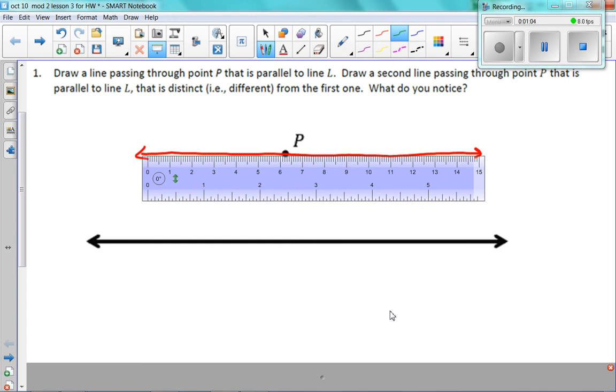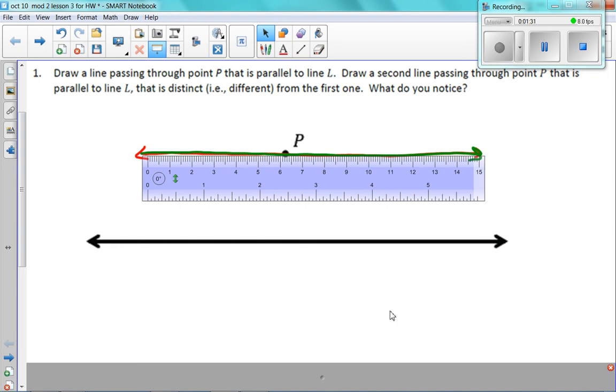The only place we can put it is right here. So what you should notice then is that you can only draw one line through point P that is parallel to L. There's only one line that can go through P that's also parallel to L.